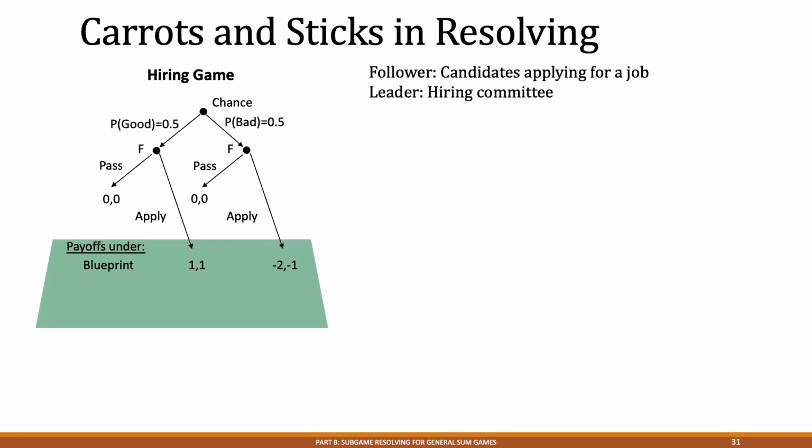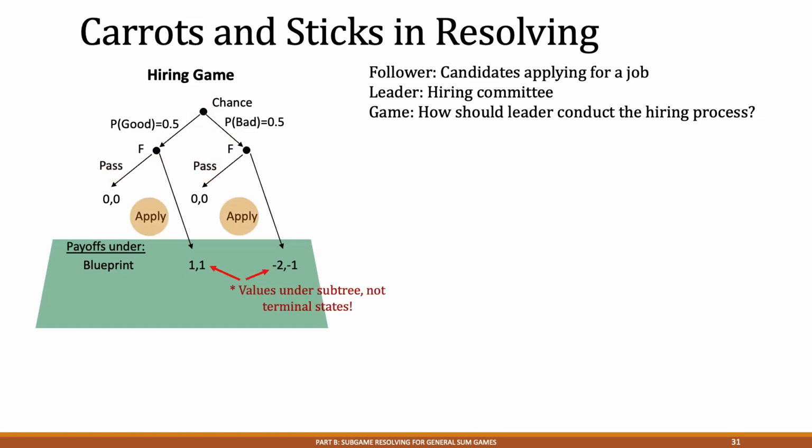So this is another example that I'm playing around with. This is what I call the hiring game. So pretend, maybe, that Penn State was trying to hire faculty, right? You are playing the role of the hiring committee, and the followers will be candidates applying for positions. So the question is, how should you conduct the hiring process? The game goes like this. It's going to start from chance, which is basically going to tell us whether or not a candidate is good or bad, right? And regardless of whether it's good or bad, the candidates have an option to either pass or to apply. If they pass, the game just ends.